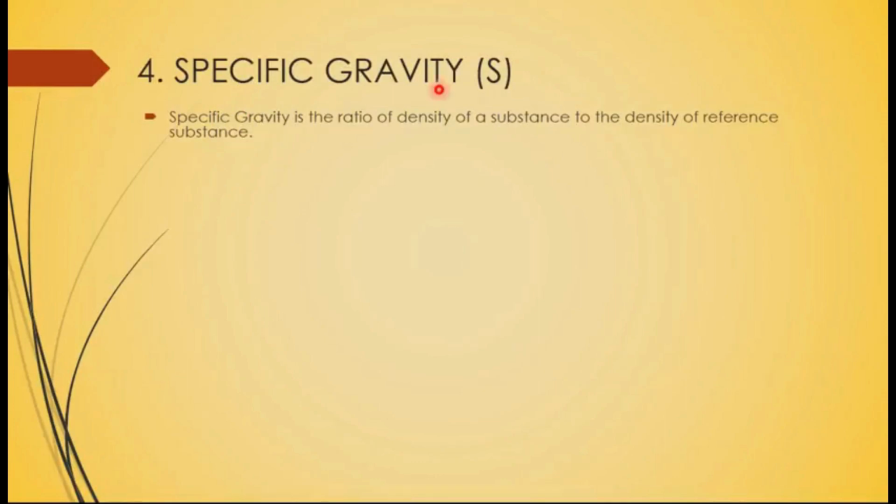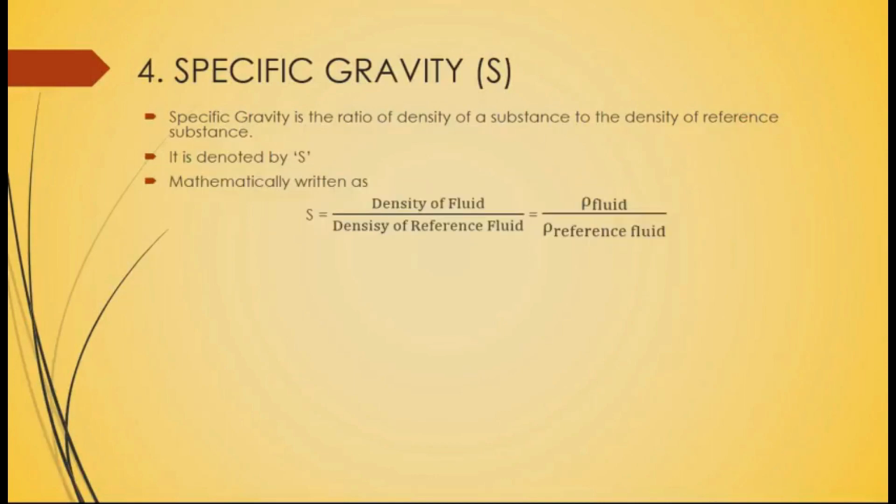So the fourth one, last one, specific gravity. Specific gravity is denoted by capital S, and it is the ratio of density of that substance to the density of a reference substance. So mathematically we can write it as density of fluid by density of reference fluid, rho fluid by rho reference fluid. And the reference fluid is water for liquids and air for gases. And we know very well, liquids and gases both together are called fluids. It is a dimensionless quantity because it is the ratio of two densities of fluids. So rho fluid by rho reference fluid.